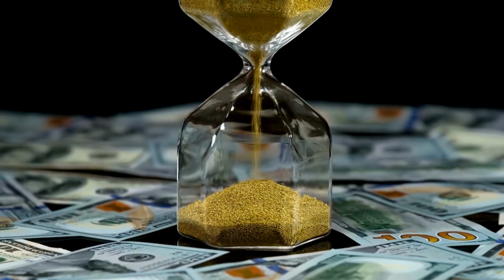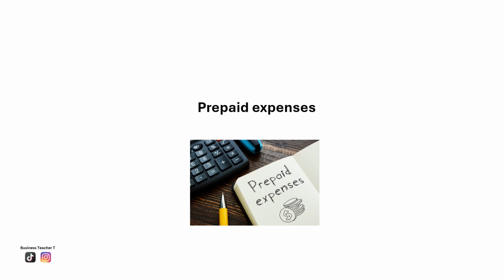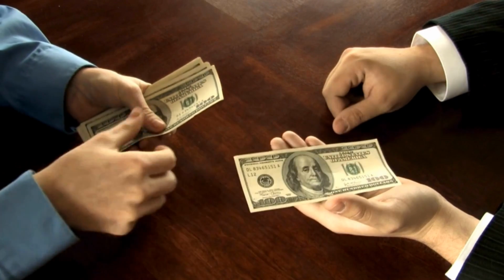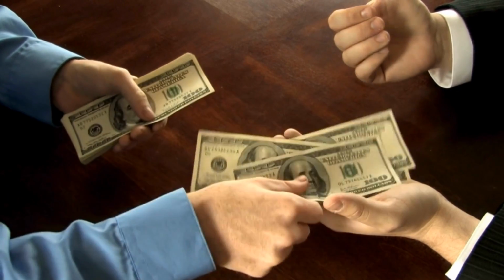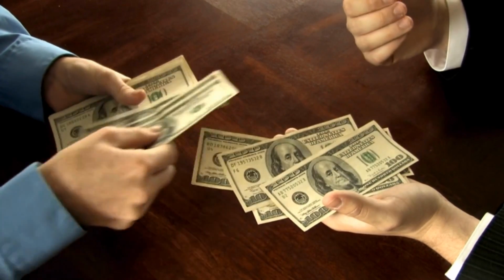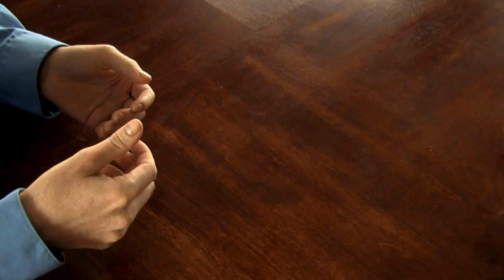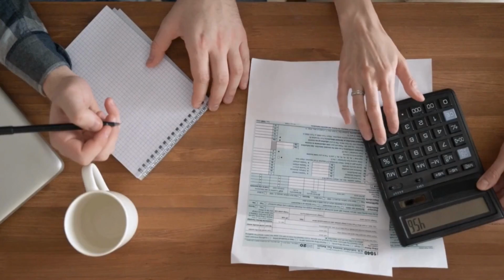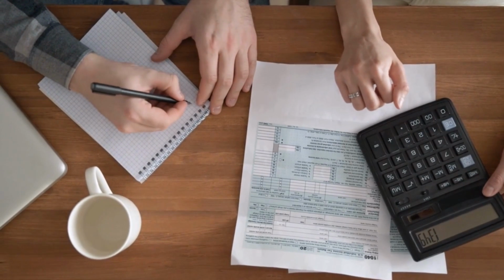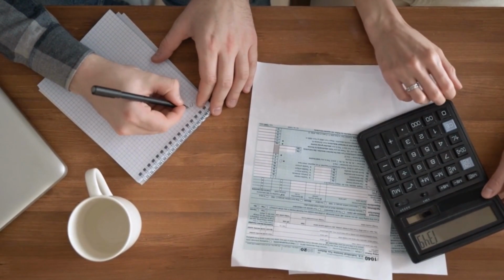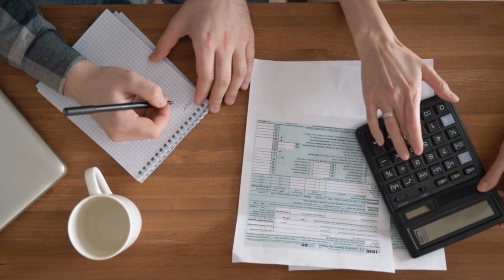Prepaid expenses. A prepaid expense is considered a current asset on a business's financial statement because it represents a payment made in advance for goods or services that will be consumed or used within the next year. Even though the payment has already been made, the benefit of the expense will be received in the future. An example of a prepaid expense is if a business pays its rent for the next 6 months in advance, this amount is recorded as a prepaid expense under current assets.